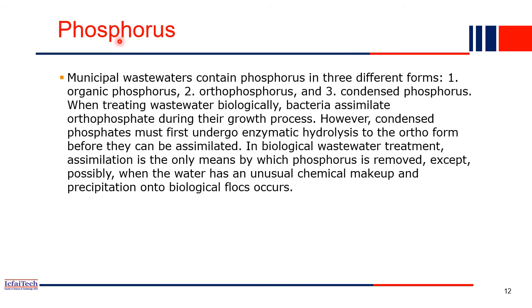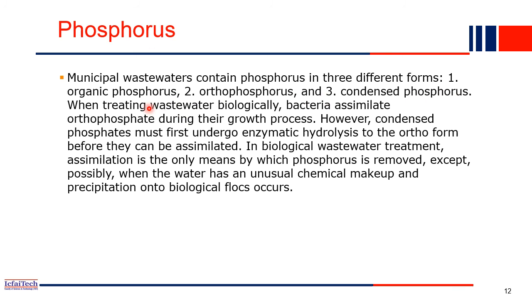Now the next characteristic of wastewater is the phosphorus content. Municipal wastewater contains phosphorus in three different forms. Again, similar to what we have seen in the last slide. Here also phosphorus may be in different forms. In the last slide we have seen nitrogen, right? Nitrogen will be present in different forms. Similarly, phosphorus is also present in different forms.